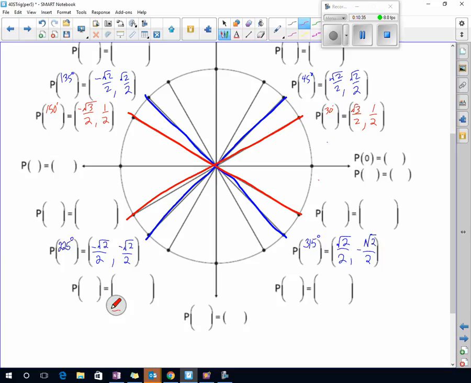Coordinate over here. Only the y would be negative. And what is that related angle? 330 degrees. So that would be root 3 over 2, comma, negative 1/2.